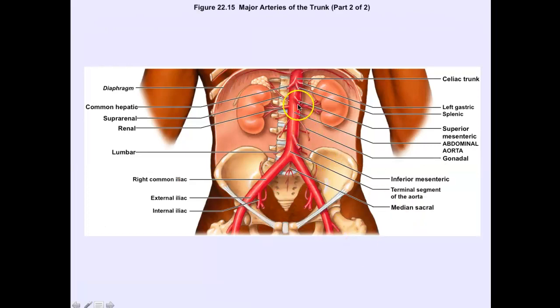there are two more sort of single blood vessels. Okay, so the celiac trunk is there's just one of those. There's only one superior mesenteric artery, and there's only one inferior mesenteric artery. So these two will supply your intestines.